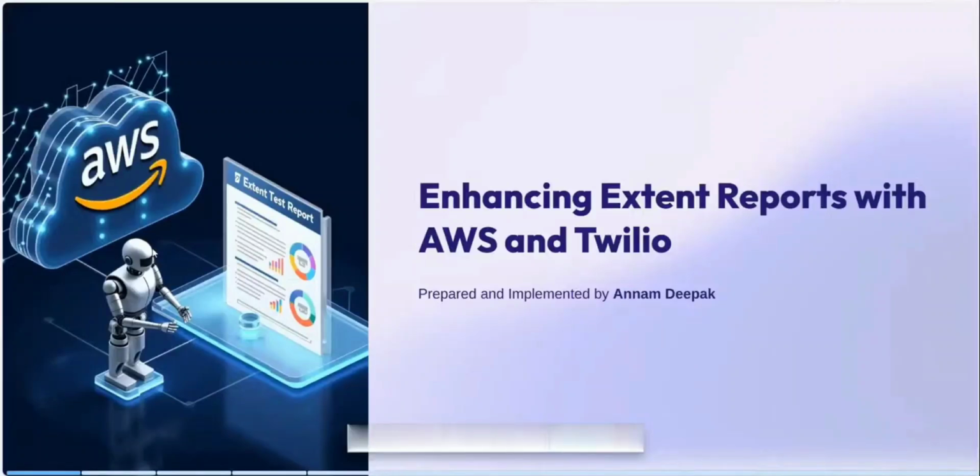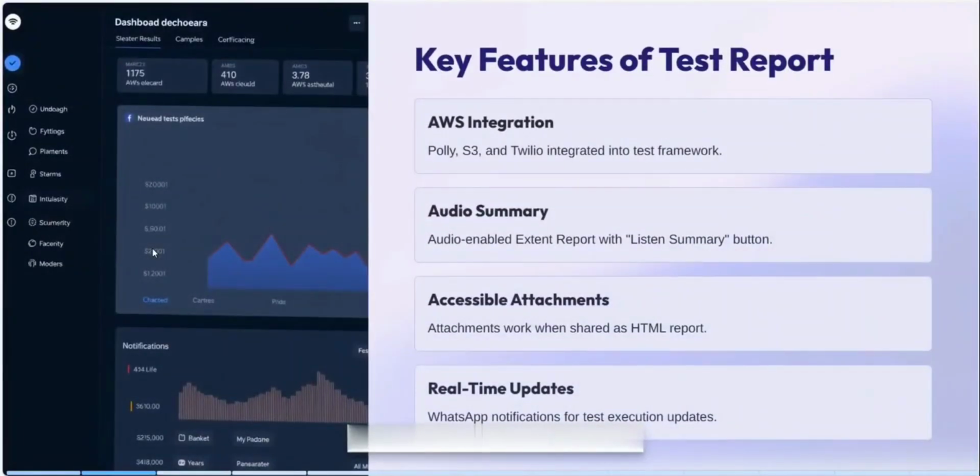I made something new. So today, I'm excited to present my work on enhancing extent reports with AWS and Twilio. This presentation mainly focuses on the integration of AWS and Twilio into an automated testing framework. After the test execution, an extent report is auto generated. In that extent report, an audio-enabled summary button is displayed at the top right corner of the report.